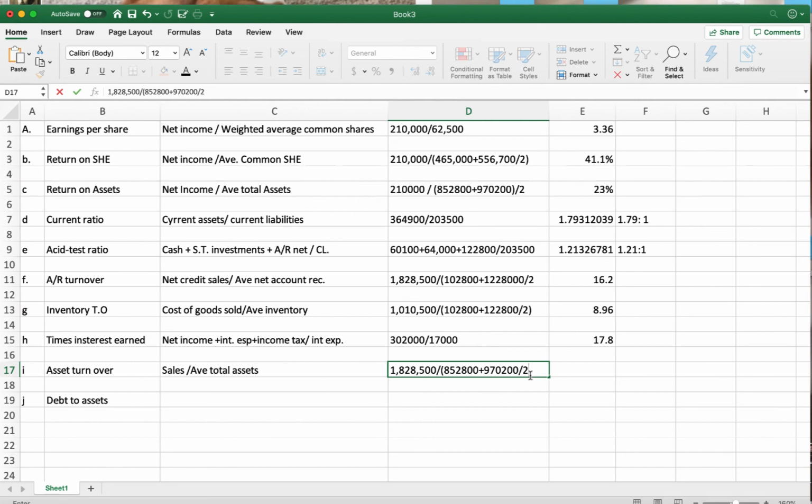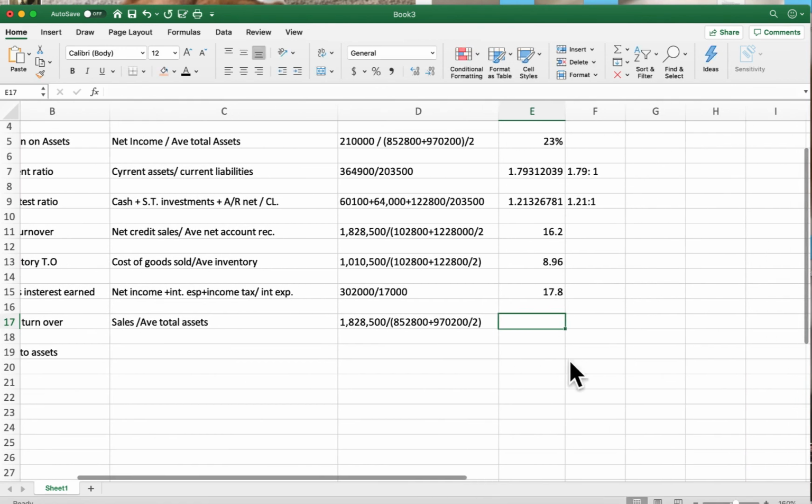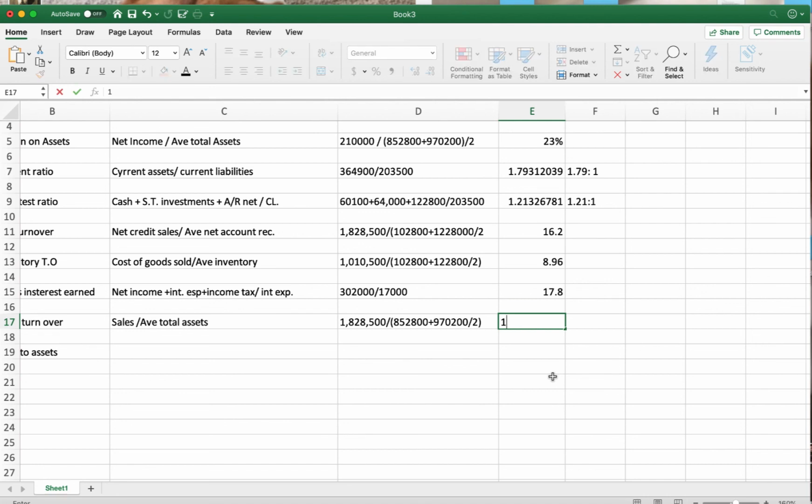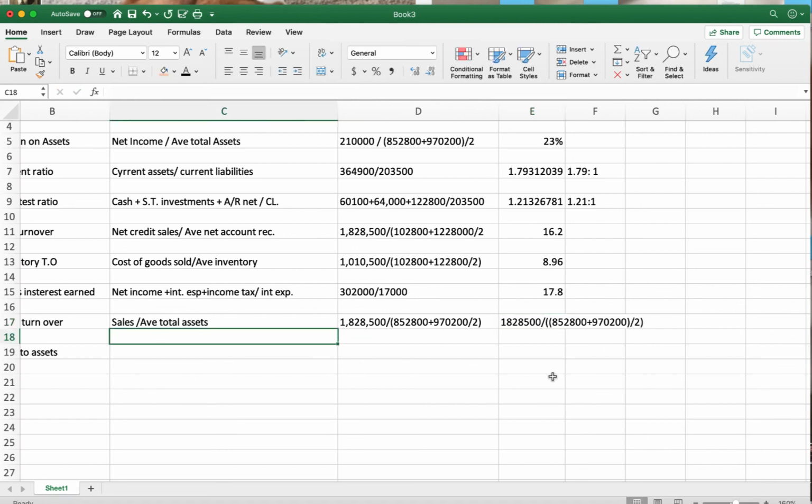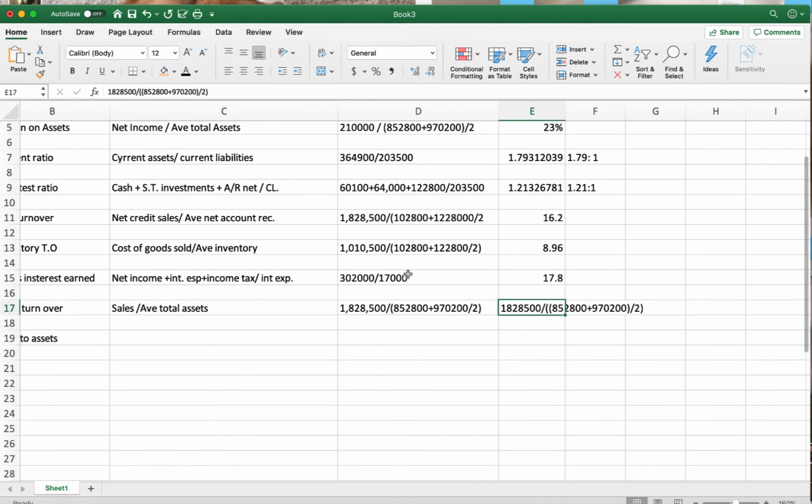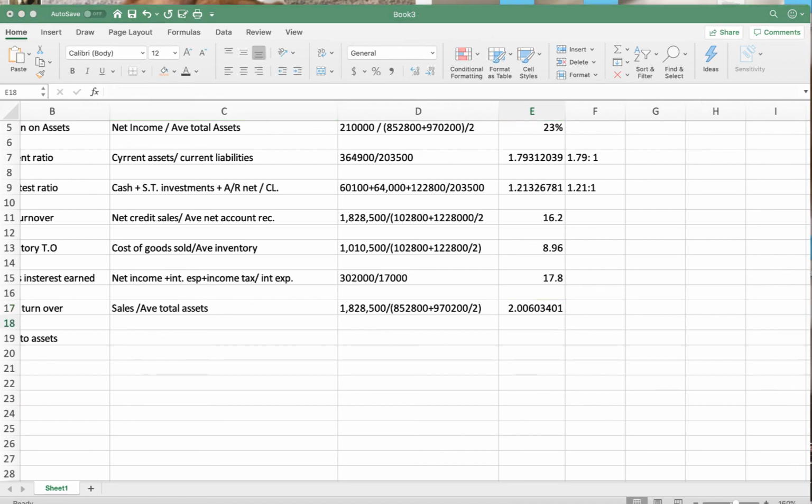Okay. So to make Excel work and make it calculate, we've got to use the following logic. I'm going to type in my net sales, 1,828,500, open parentheses, divide by, open parentheses, 852,800 plus 970,200, close parentheses, divide by 2, close parentheses. Oh, usually helps if you put an equal sign in there. So we basically get 2 times.